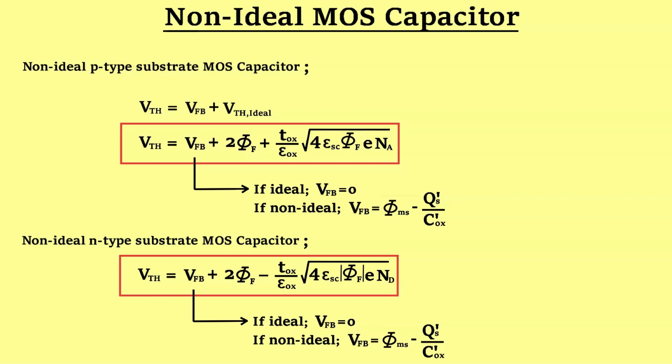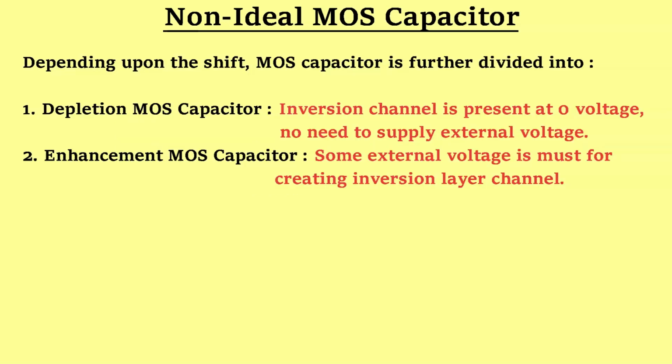Depending upon these non-ideal conditions, the MOS capacitor is further divided into depletion and enhancement type MOS capacitors. A depletion MOS capacitor is the capacitor in which we need not apply any voltage for getting the inversion channel. However, an enhancement type MOS capacitor is the capacitor in which we have to apply a certain voltage at the gate terminal so that an inversion layer channel is created. Now, the question is how depletion devices can be created.